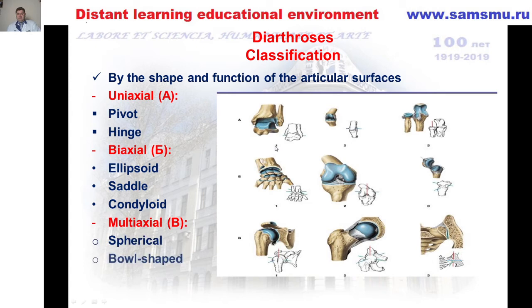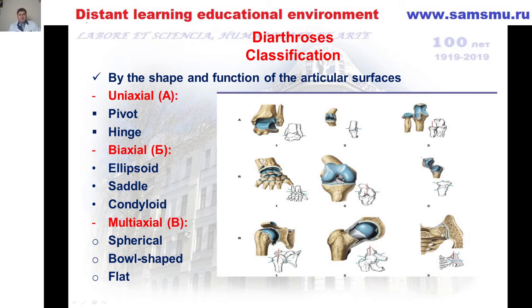And next is the multi-axial joint. There are three shaped joints: spherical first, and for example this is the shoulder joint, because the head of the humerus bone is like a sphere. Bow-shaped joint is the joint between the femoral and hip bones, or hip joint, articulatio cotylica in Latin.